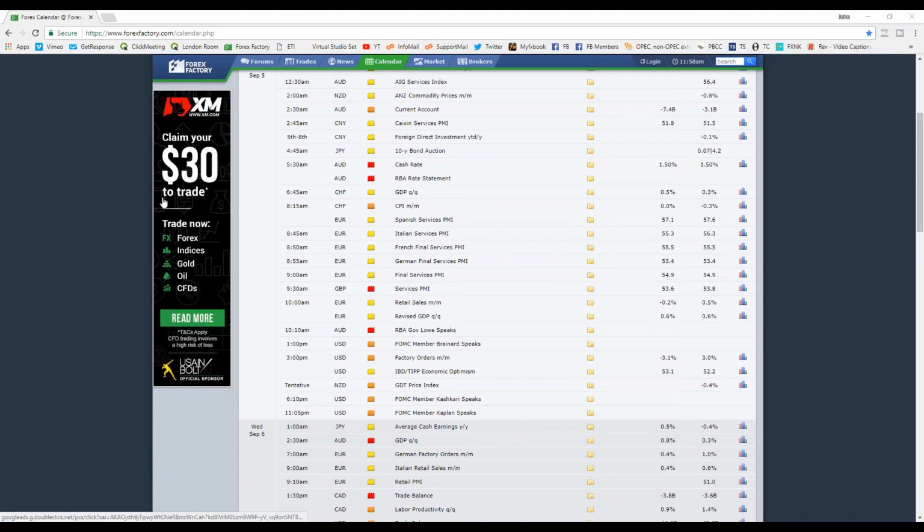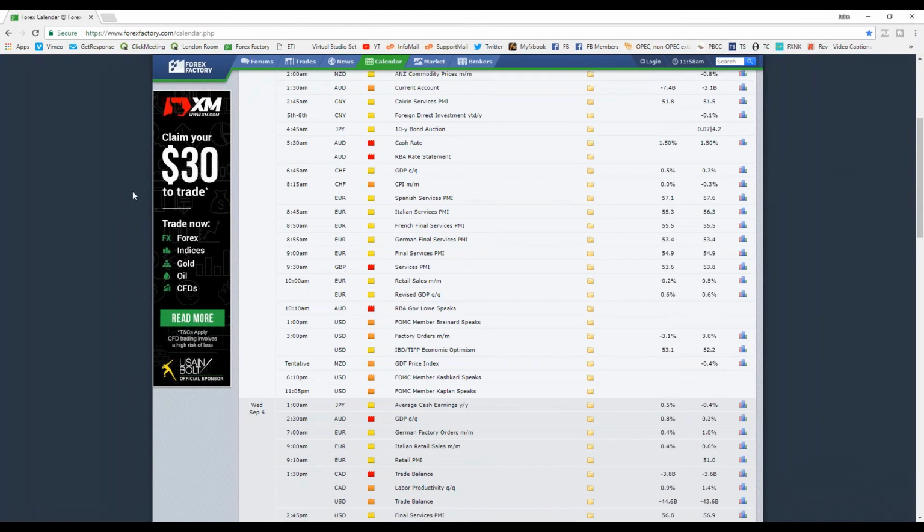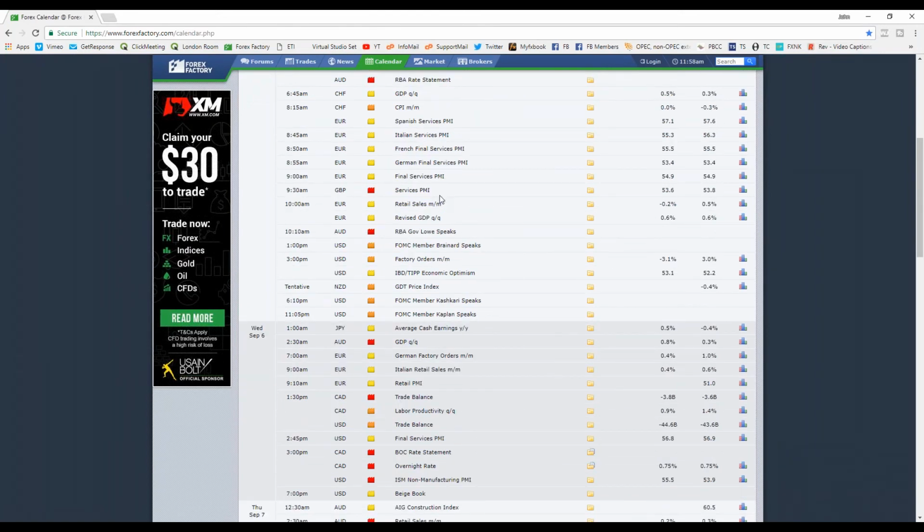Now we can also see going down, we have pound services PMI at 9:30. Services PMI is usually a big one for the pound because the UK economy is a service-based economy. So tomorrow morning we're going to put down a capital X for that because we know that can move the market fairly significantly. And again, for those of you who are new, we're going to have a look at the spreadsheet at the end. So don't worry, we will bring it up so we can have a look together.